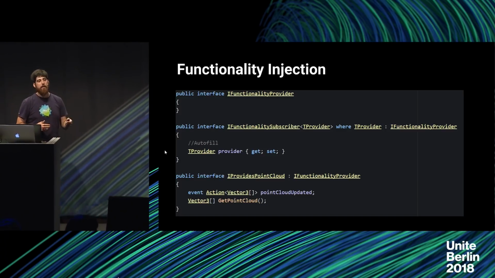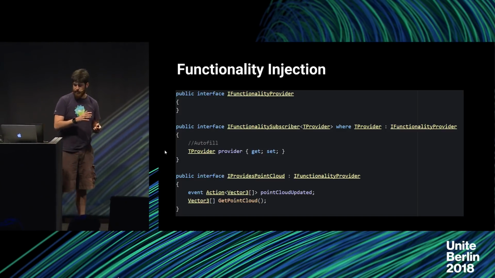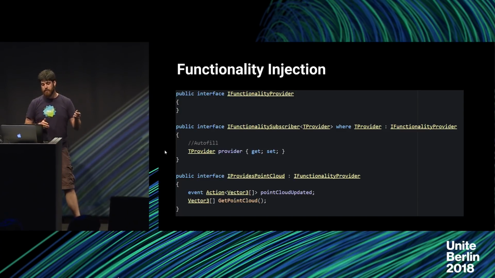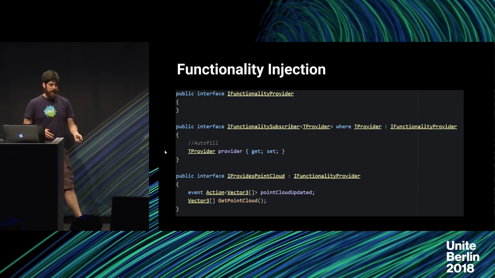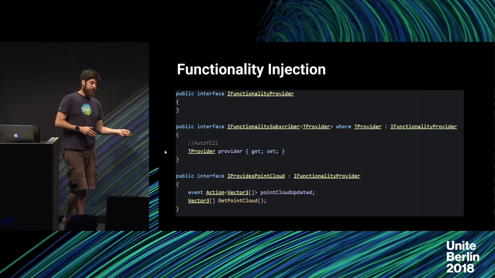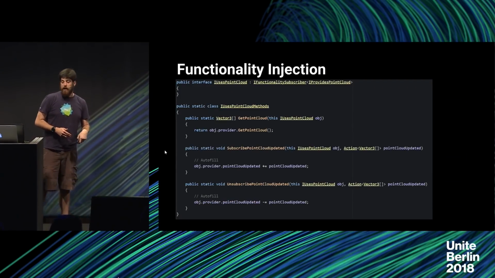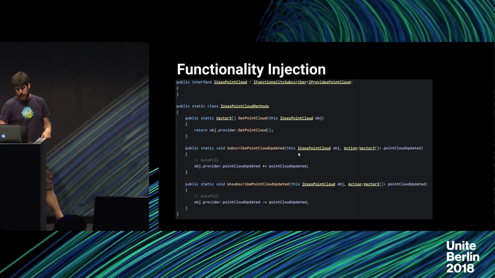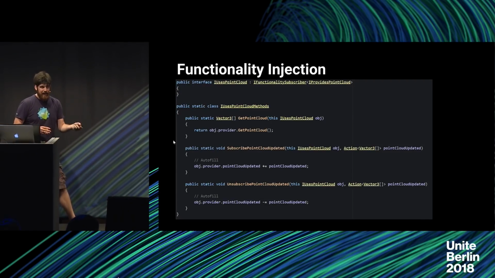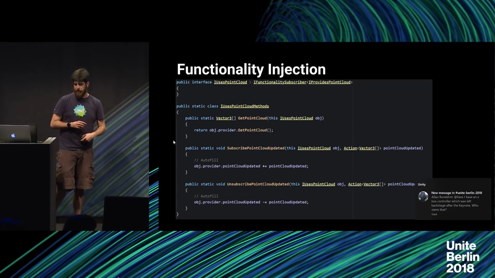And we just describe these different features, like you saw in that first slide, the columns of the matrix, as these providers and subscribers. So at the end of this slide here, we have a subscriber for a provider for point clouds. This is what the subscriber looks like. And you notice we have these extension methods here in C# that we use to give your class access to these methods from the provider.